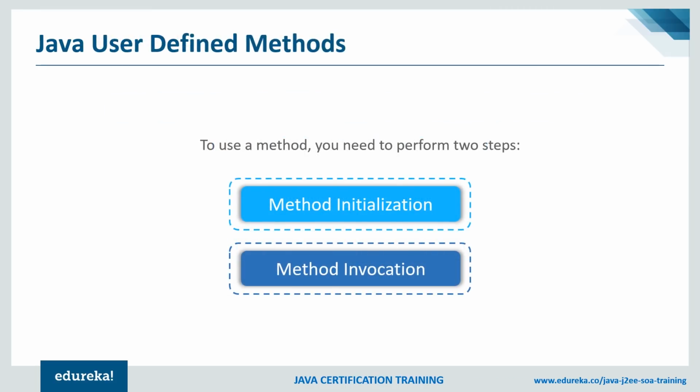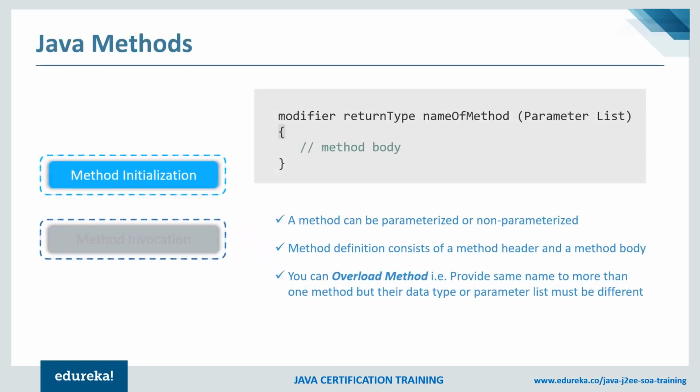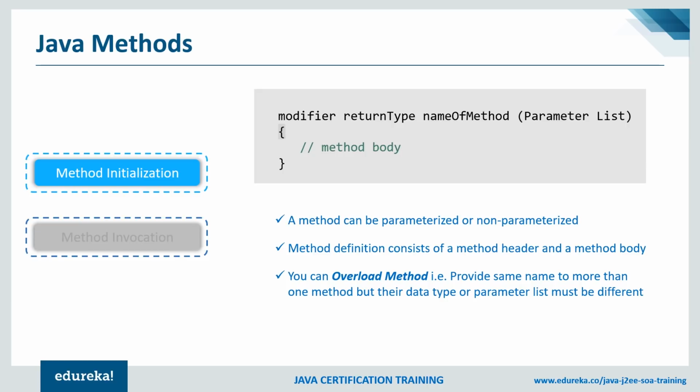To use a method, there are two important steps which you need to perform. The first thing is method initialization, which means that you are going to define the method. You're going to write what all your method will do. We call it the definition as well. The next thing is method invocation. So you need to execute the same method. Any method which we create, that's the initialization part.